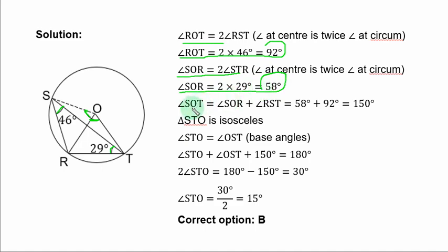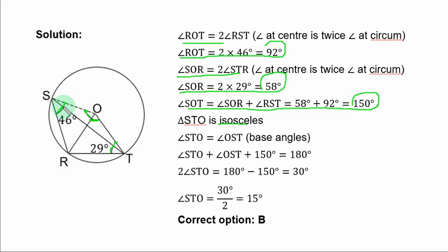Now, angle SOT is equal to angle SOR plus angle ROT. That is 58 degrees plus 92 degrees equal to 150 degrees. Now, look at triangle STO. OT is a radius, OS is a radius. That means the triangle is isosceles with base angles equal. So we have STO equal to OST.